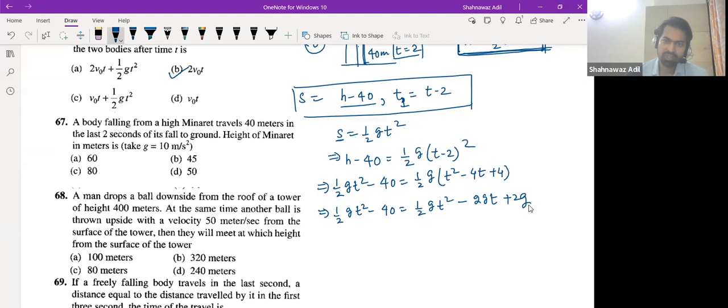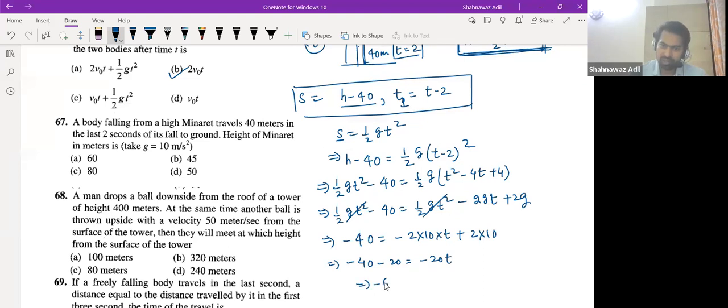Yes, sir. So what is cancelling in this equation? Sir, g t square. Yes, half g t square is cancelling. And what do you have? Minus 40, and then this is minus 2 into 10t, and then this is 2 into 10. So you have minus 40 minus 20. This is minus 20t. So this is minus 60 and this is minus 20t. So this cancels and t is 3. T is 3 seconds, right?